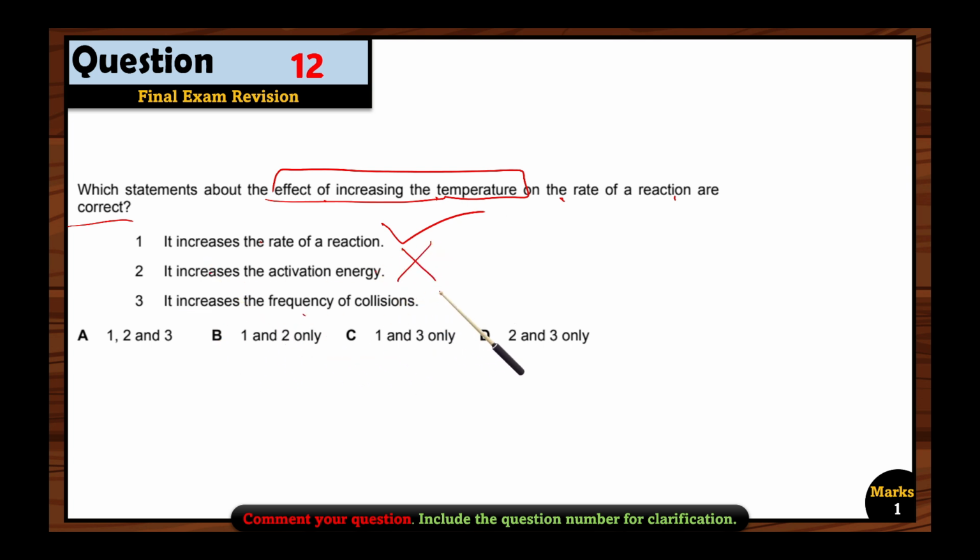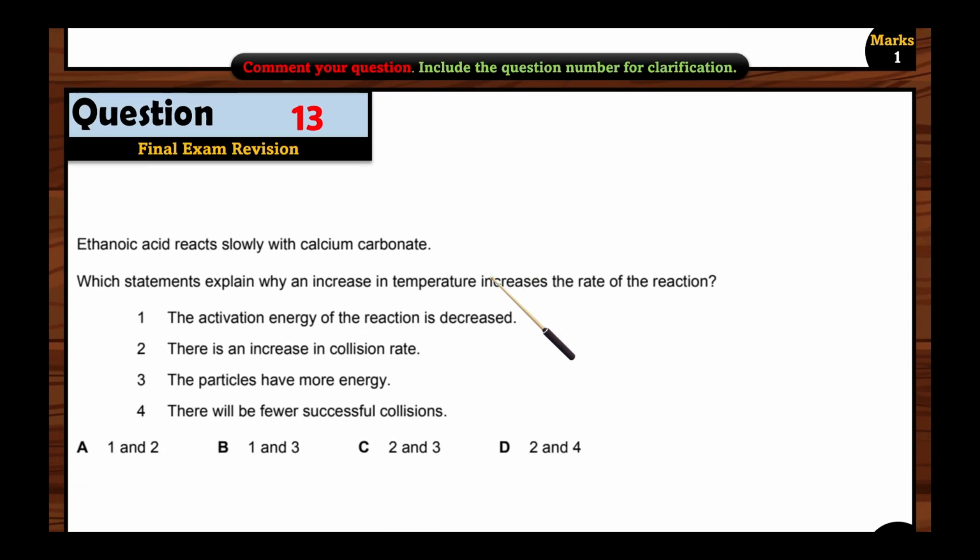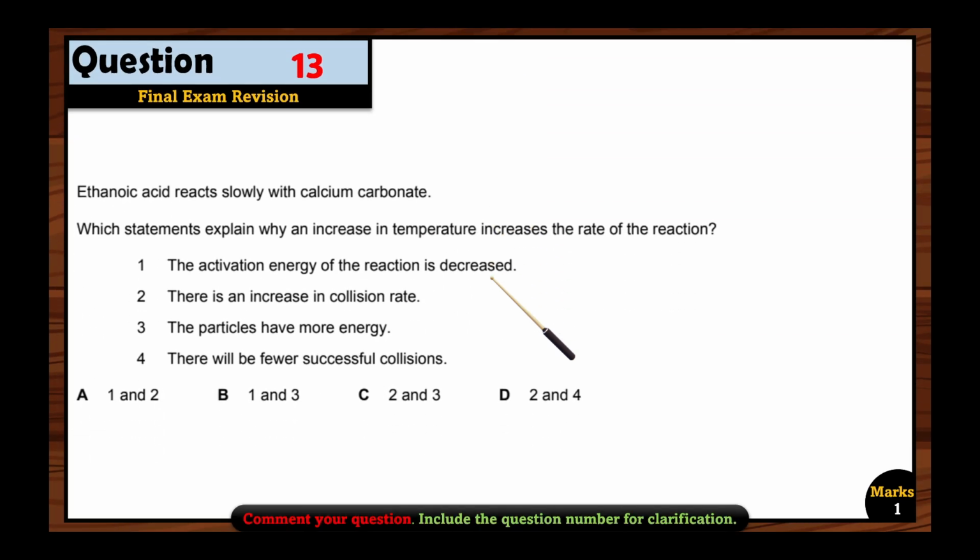It increases the frequency of collision? Yes. It increases the chances of collision, because the particles are moving faster, so there are more chances of their collision. So more frequency of the collisions will be successful. So option 1 and 3 are the right options. That is option C. Question 13. Ethanoic acid reacts slowly with calcium carbonate.